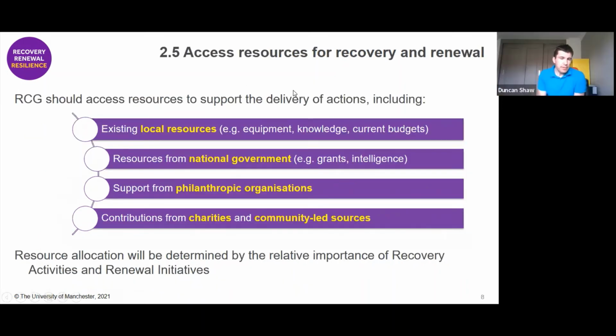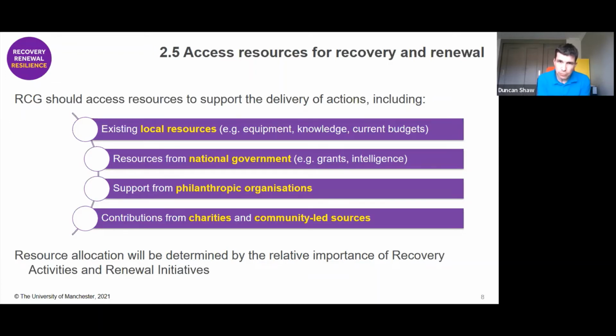One of the other responsibilities perhaps of RCG could be to identify where resources are available for recovery and renewal. Obviously, resources for response might be found more easily than resources for recovery, because the nature of the emergency has changed and has moved into a new phase. So RCG should look for where resources are available.